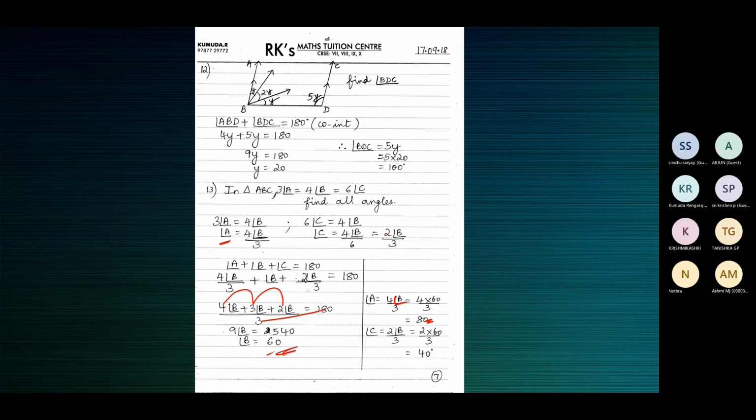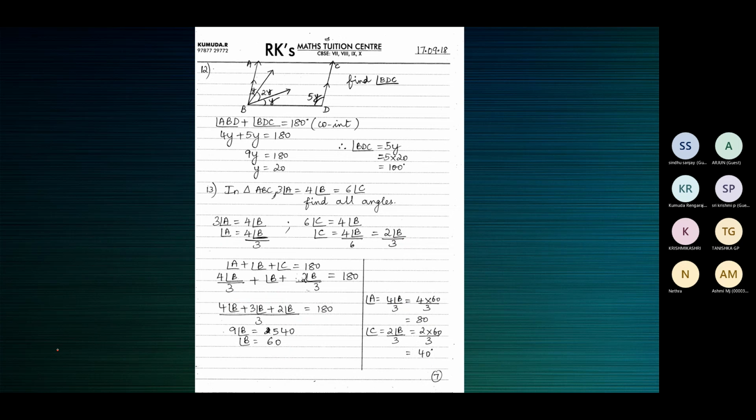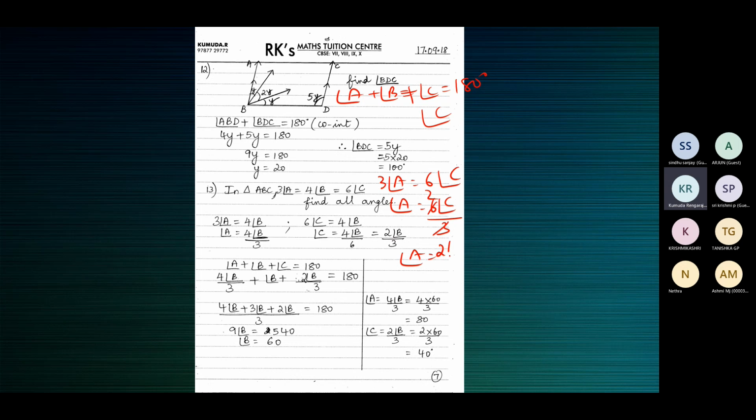And what is angle C? Angle C is twice of angle B by 3. So 2 into 60 by 3, which is 40 degrees. So you can also fix now A plus B plus C is equal to 180. Supposing you fix angle C, then you should write A in terms of C and B in terms of C. So you should work like this. Thrice of angle A is equal to 6 times angle C. So angle A is equal to 6 times angle C by 3. Or you can cancel, angle A is 2C, twice C.